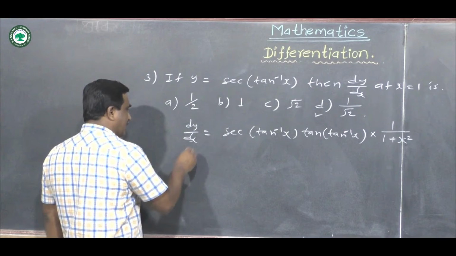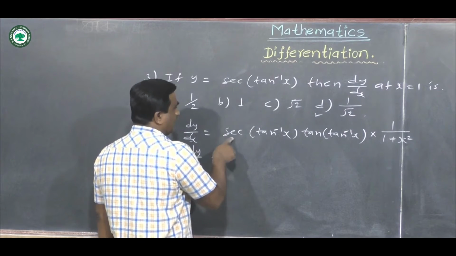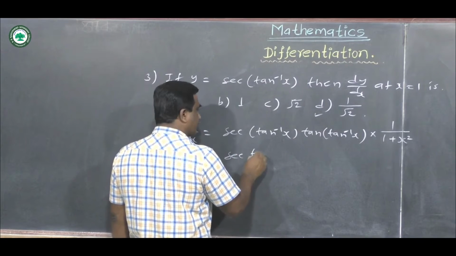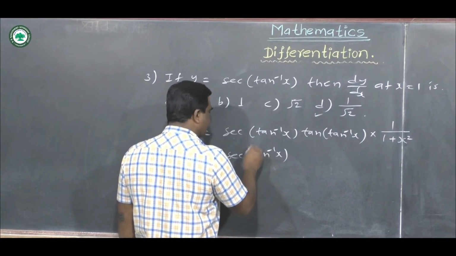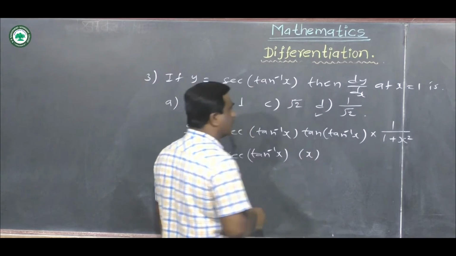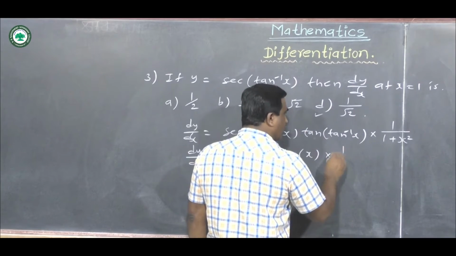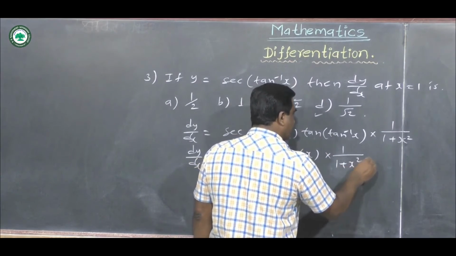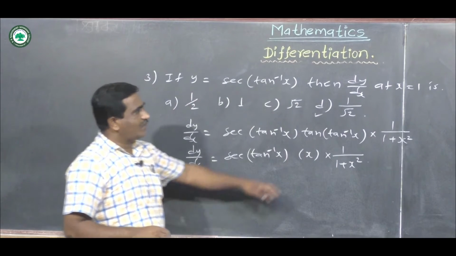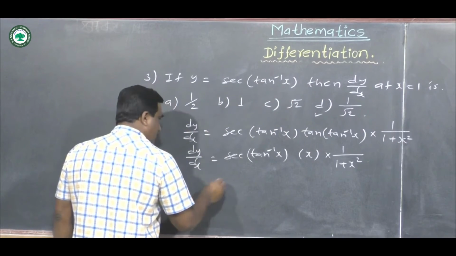Okay, that is dy by dx is equal to sec of tan inverse x as it is, tan of tan inverse x is equal to x, into 1 upon 1 plus x square. Okay, now put the value of x equal to 1 here.